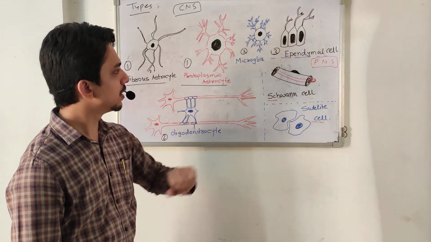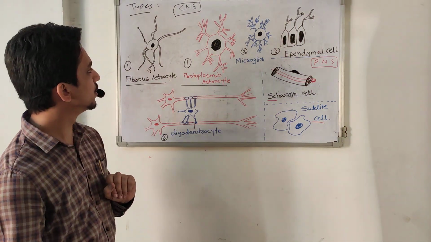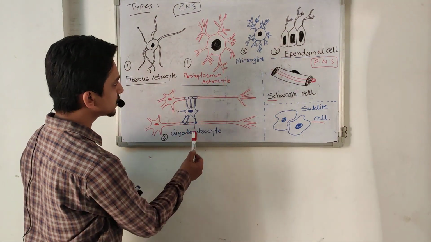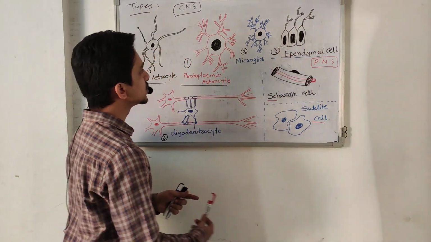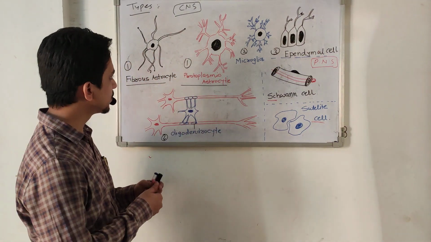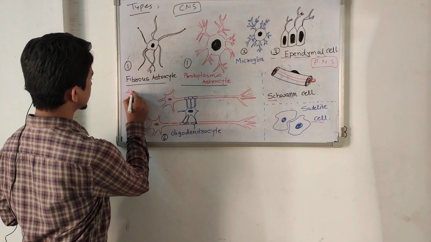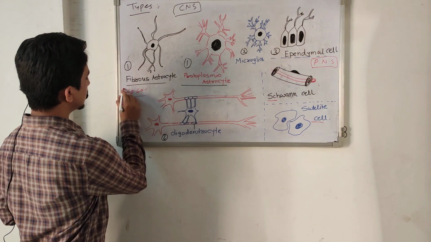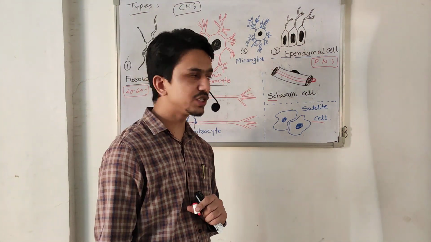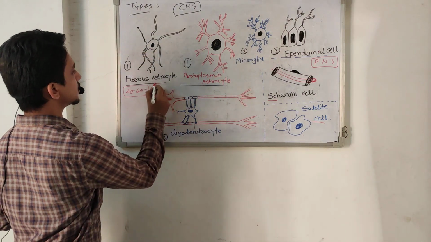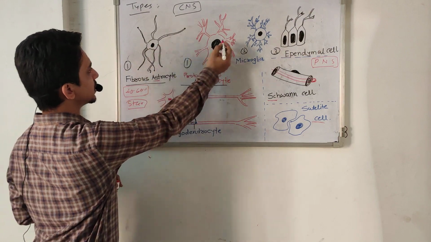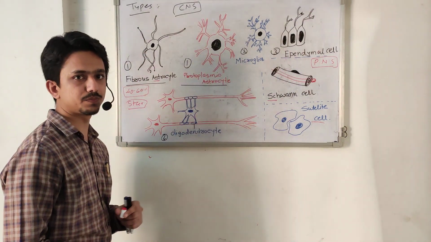So now let's talk about the structures of neuroglia cells in the CNS. There are astrocytes, oligodendrocytes, microglia and ependymal cells. The most abundantly present in the CNS are astrocytes, at 40 to 60%. Astro means star. It is star shaped because it looks like a star. You can see here the star, or starfish.